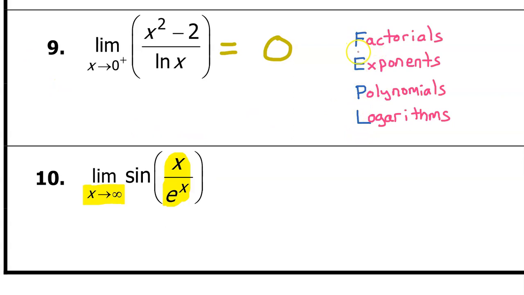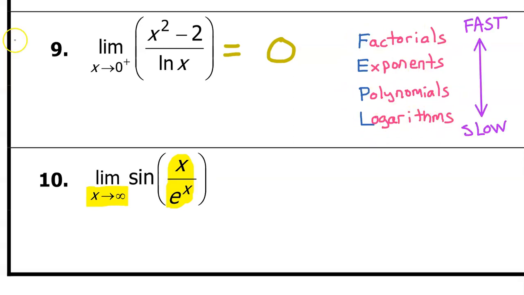FEPL is a made-up acronym that you will not find in a textbook, so please don't write it anywhere on your AP exam. But FEPL stands for factorials, exponents, polynomials, and logarithms. FEPL reminds us which types of functions grow fastest and which grow slowest as x approaches infinity or negative infinity.